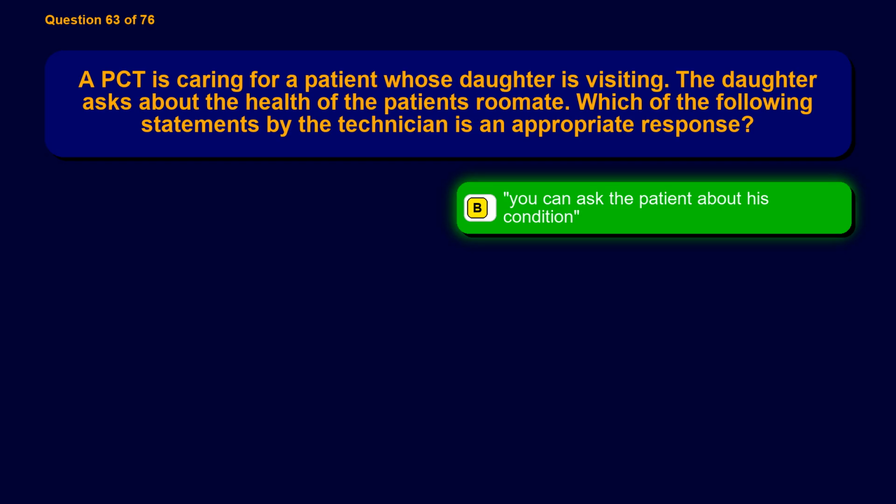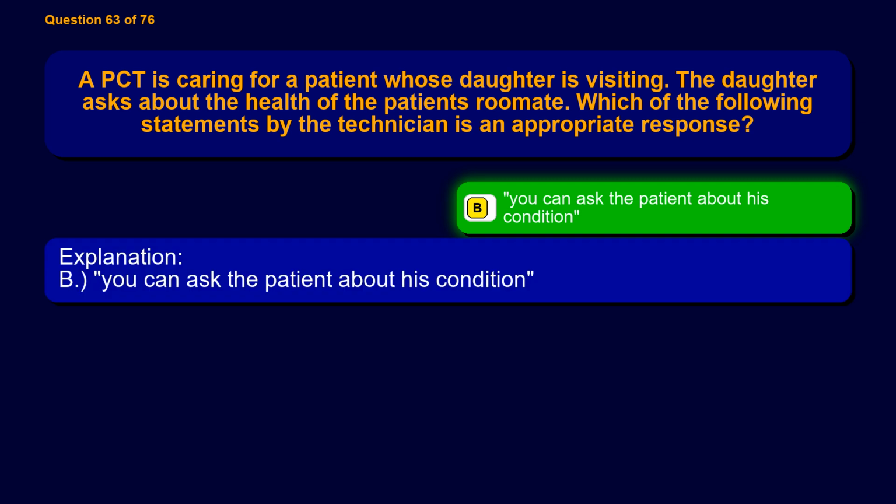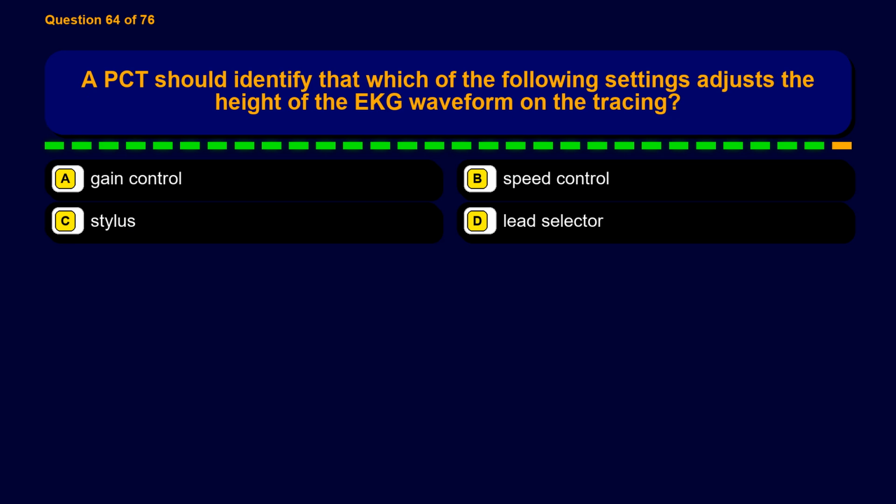The correct answer is option B, you can ask the patient about his condition. Question 64. A PCT should identify that which of the following settings adjusts the height of the EKG waveform on the tracing. Option A, gain control. Option B, speed control. Option C, stylus. Option D, lead selector.